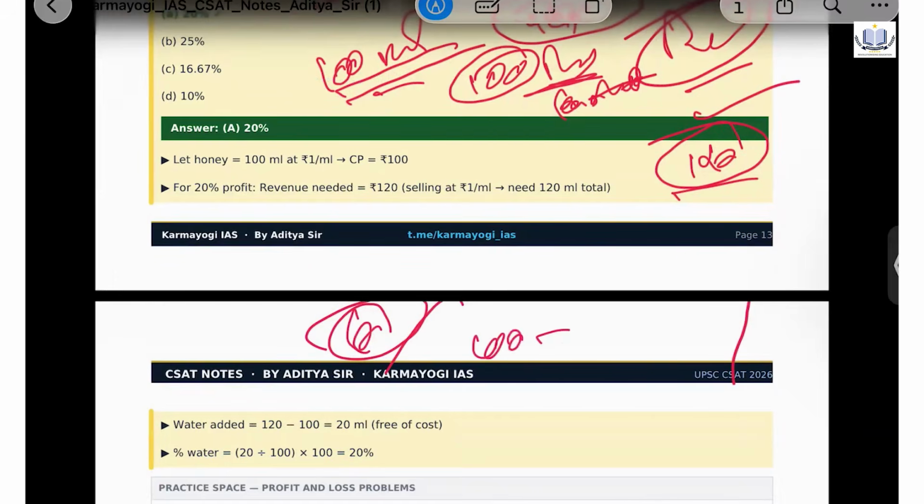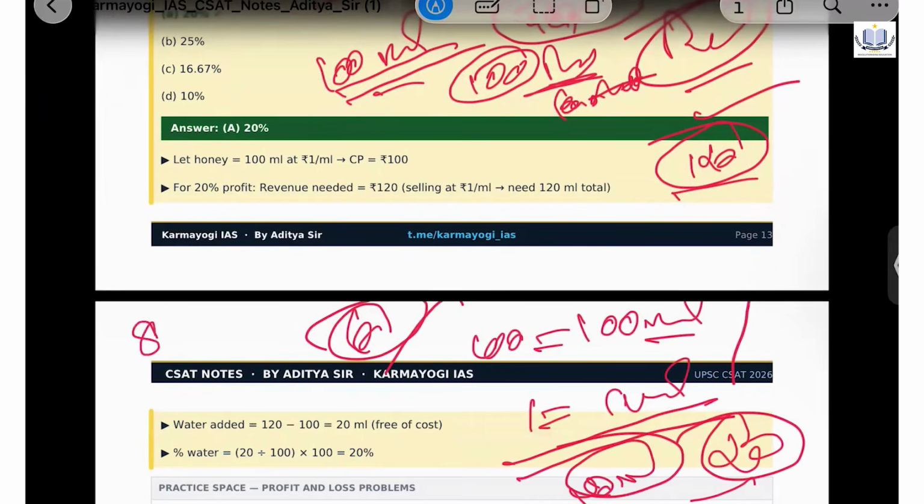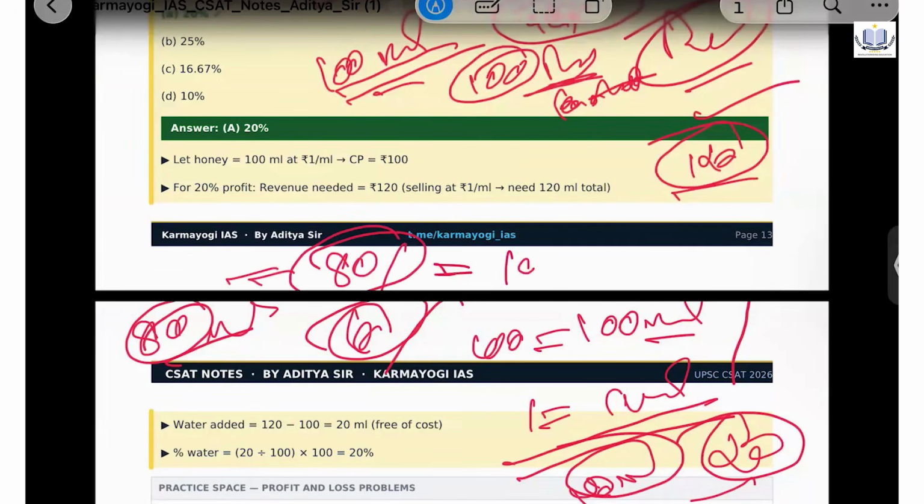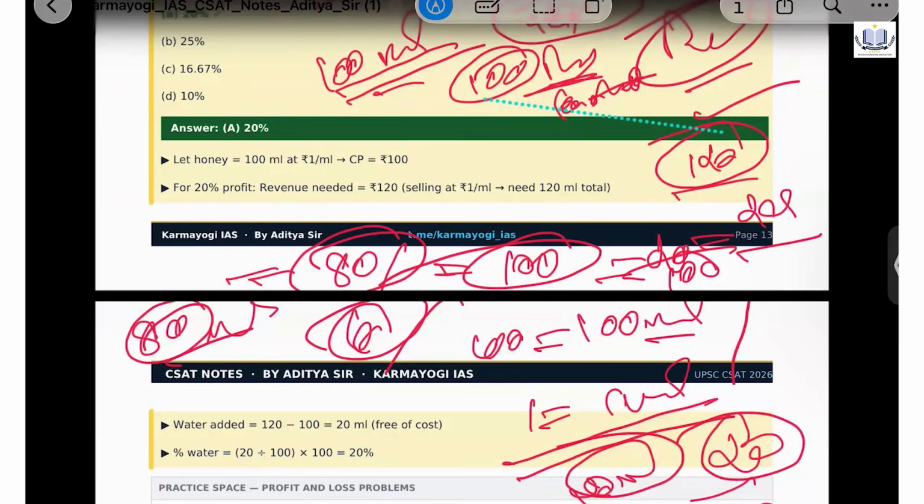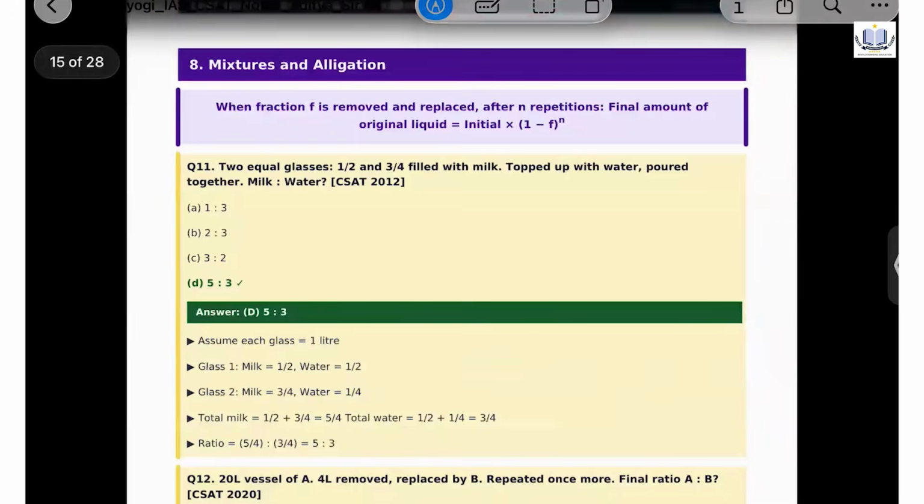If 100 ml is 100 rupees, then 1 ml is 1 rupee, right? So if we want to make 20 rupees profit, that means 20 ml we will add, then only we will be able to gain 20% profit. We will put 80 ml of honey. So naturally its price should be 80 rupees, but we are selling at 100 rupees. So 20 rupees we are gaining extra, right? That is 20% profit. So just assume 100. If you assume 100, your calculation becomes easier. If you apply X, Y, Z, then it will spoil the work.